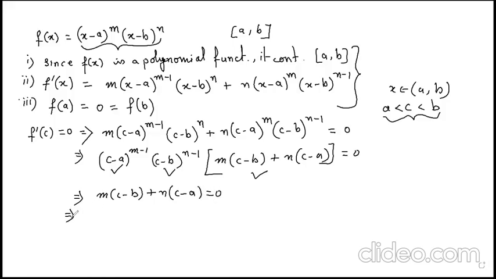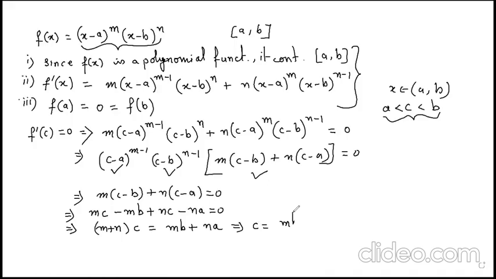So simplifying this, mc minus mb plus nc minus na equals 0 gives us what? Let us take c on one side. So (m plus n) c, and if I take these on the right hand side, it becomes mb plus na. So what is our c? c is equal to (mb plus na) divided by (m plus n).